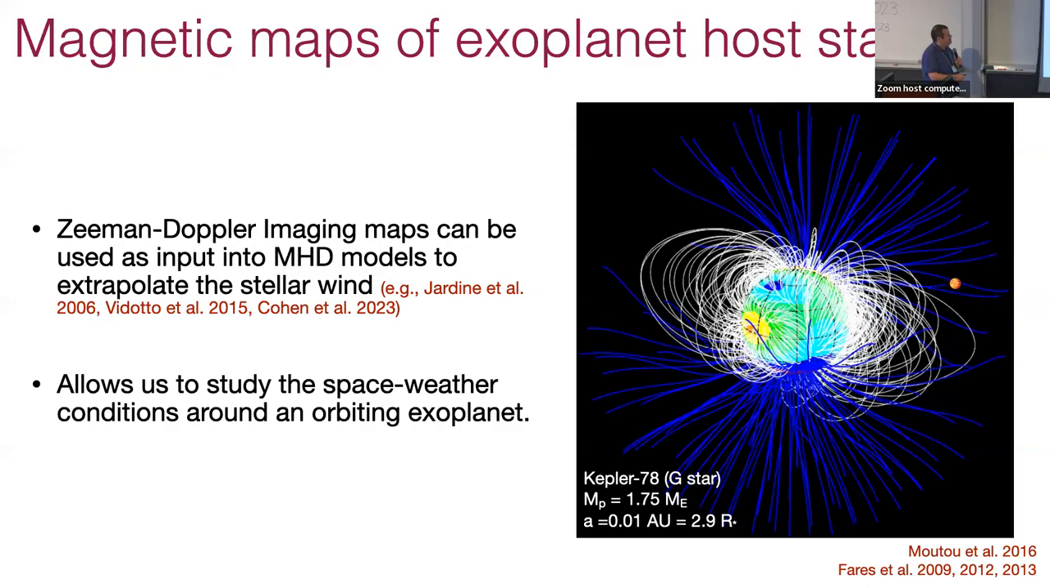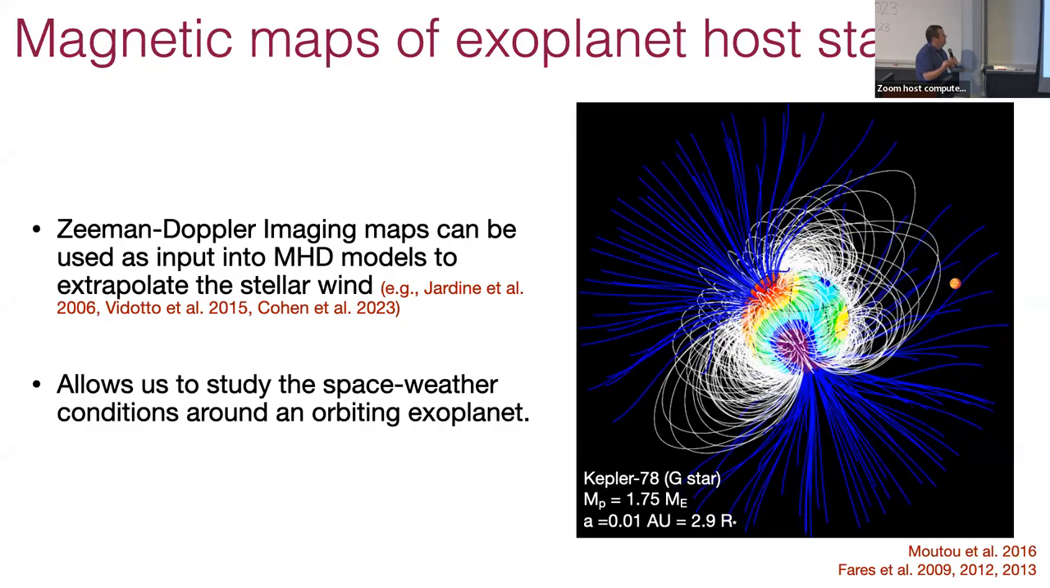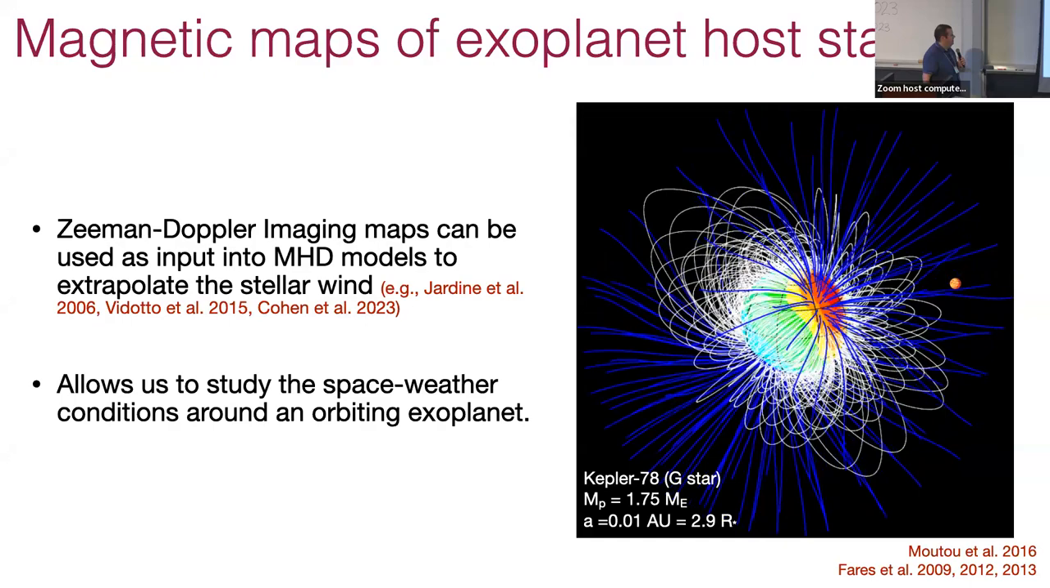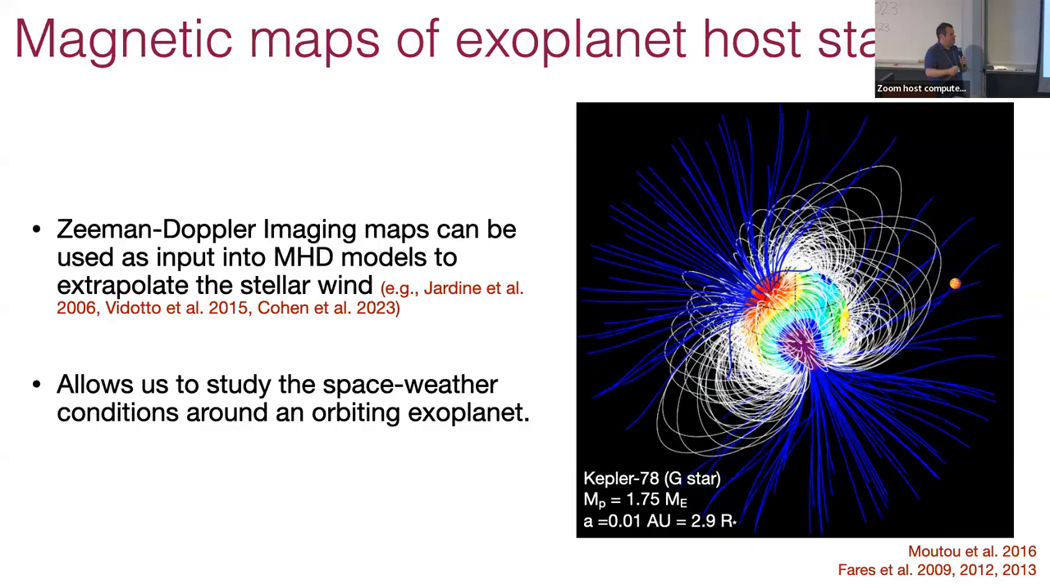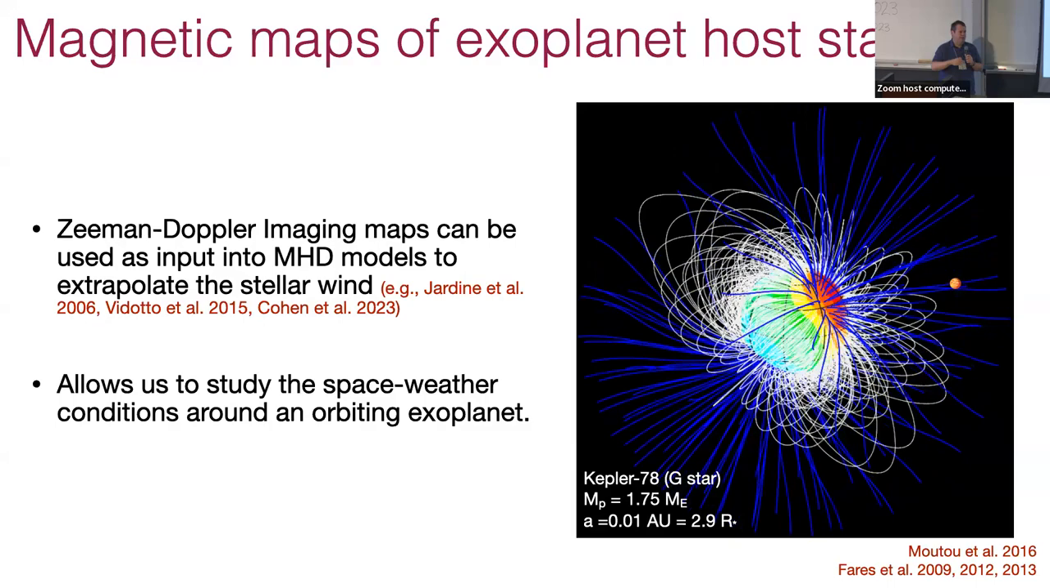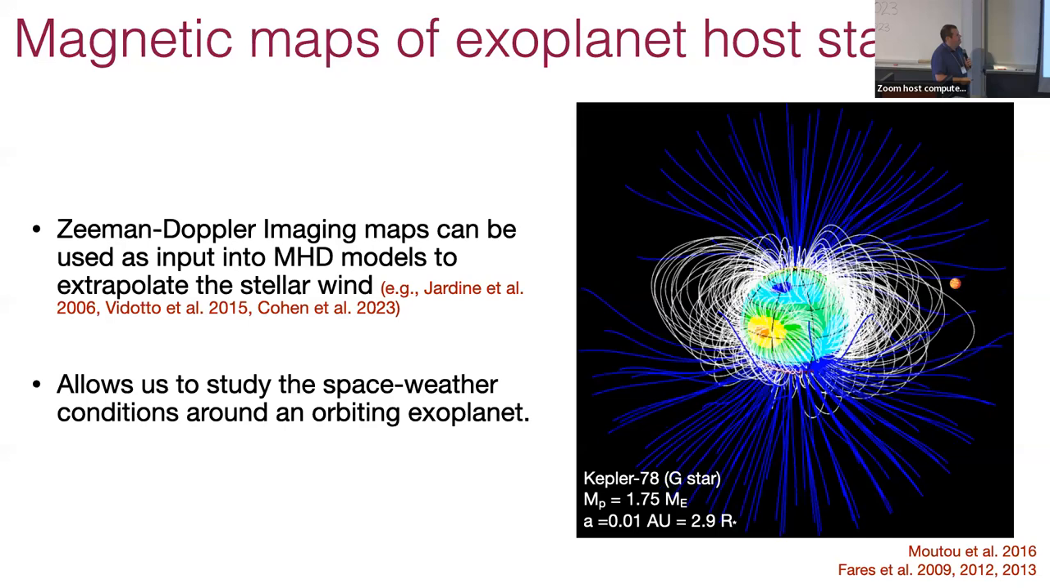And this is run through a very simple potential field source surface model extrapolation by my PhD advisor, Moira Jardine in St. Andrews. And what you find here is the white loops in this animation are the hot closed coronal loops. These are the X-ray emitting high temperature regions of the stellar corona. And the blue is the open field lines. These are the lines on which material is escaping from the system. And you can see I've overplotted Kepler-78's orbit here.